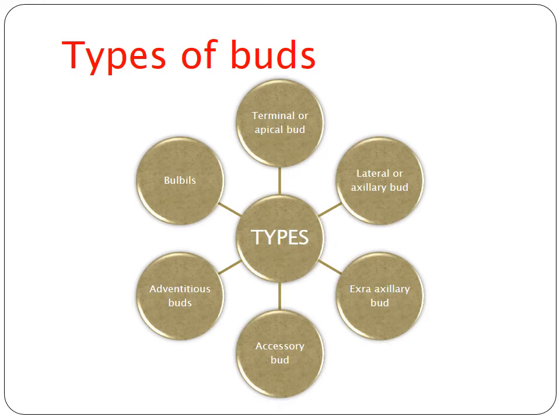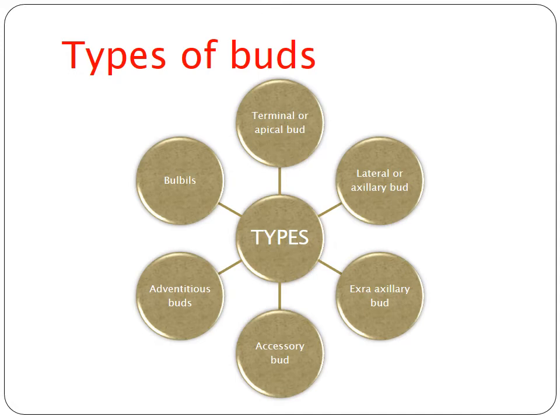Then the fifth one is adventitious bud. Buds arising at any part other than the stem are known as adventitious buds. That is, these types of buds arise not from the stem but from any other part. Radical buds are those that arise from the lateral root and grow into plantlets. For example, Moringa is an example for adventitious buds.